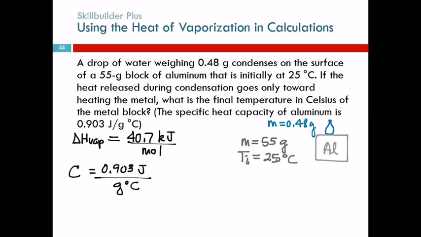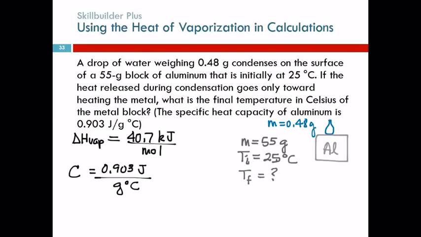So now we have to think about what's happening here. It says, assume that the heat released during condensation goes only toward heating the metal. What's the final temperature? So we're trying to find the final temperature. As the water condenses, it gives off energy. And they're saying that all of that energy is going to go towards heating the aluminum block.